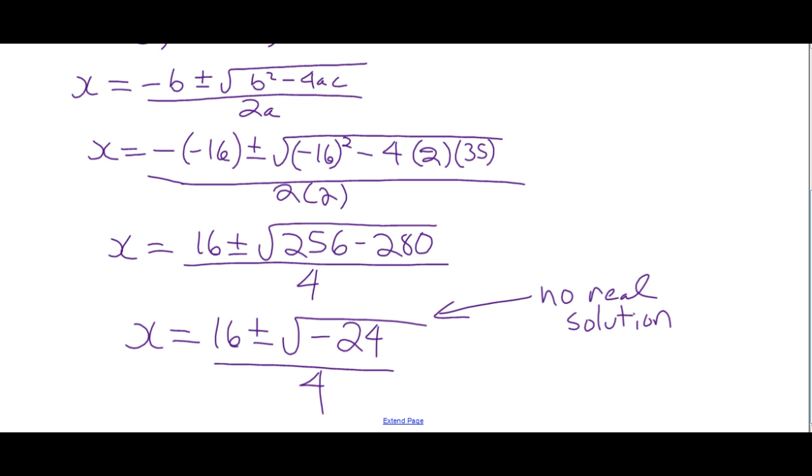What did the graph look like? It's a quadratic that opened up whose vertex was above the x-axis. What else could the graph have looked like if there was no answer? A quadratic that opens down and whose vertex is below the axis, right?